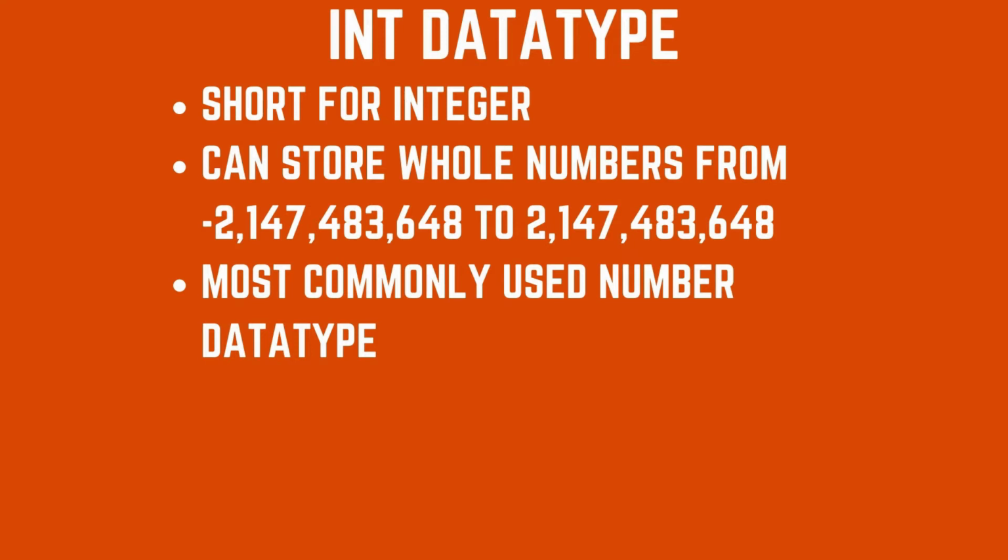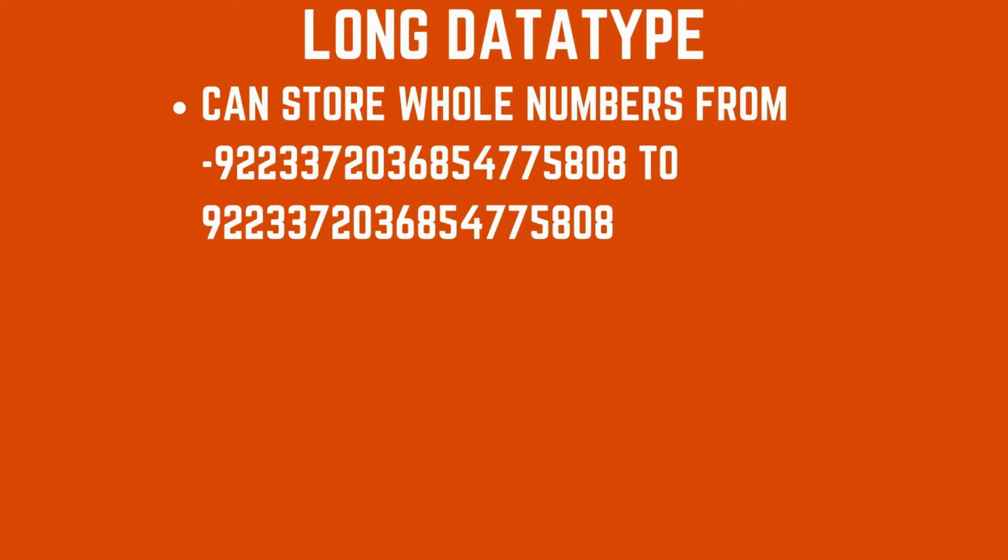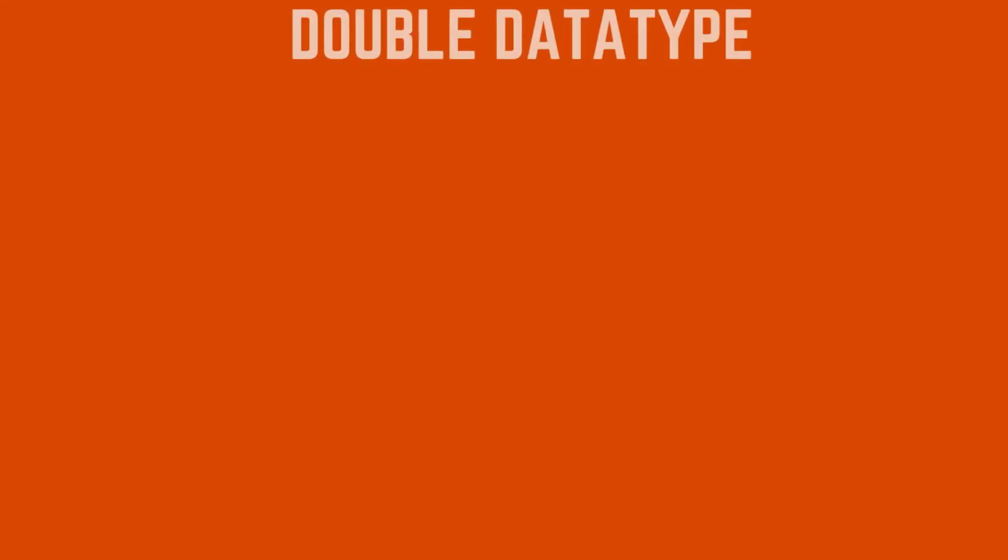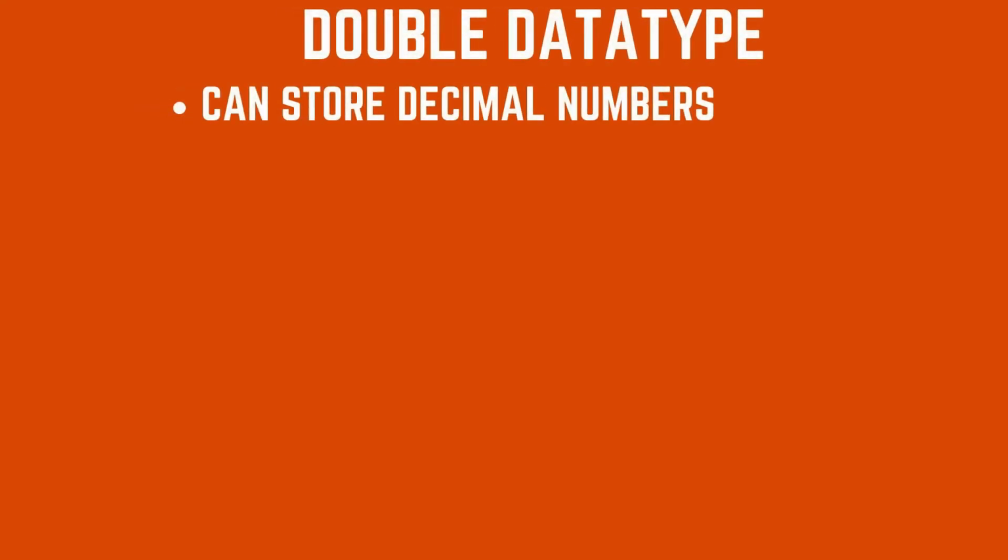However, if the amount of numbers we want to store is greater than the limit for the int, we can store in a long data type. The long data type can store this much to this much. However, most of these data types can only store whole numbers. To store decimals, we can use the double data type. For decimals, the double data type is the most used and, in my opinion, the easiest to use decimal data type.